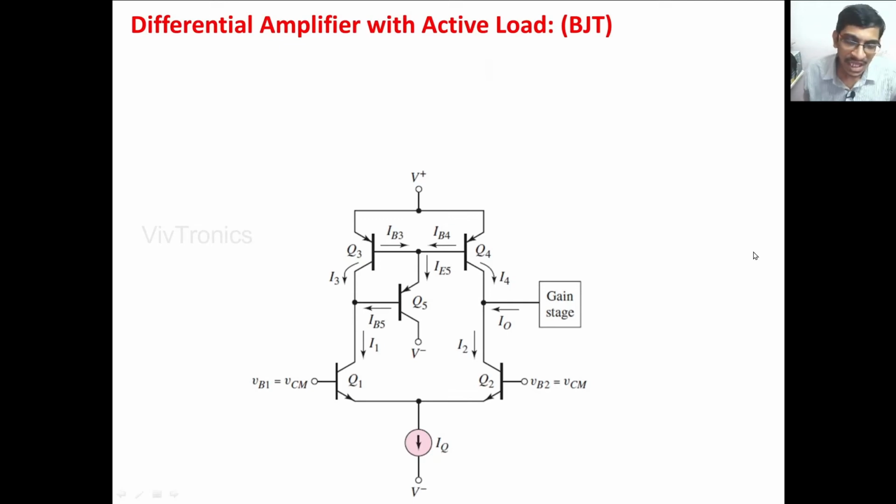Hello students, up to now we have seen different differential amplifiers using BJT, using FET and using MOSFETs. In this class we are going to discuss the differential amplifier with an active load, for the BJT as well as the MOSFET. What is meant by this active load?